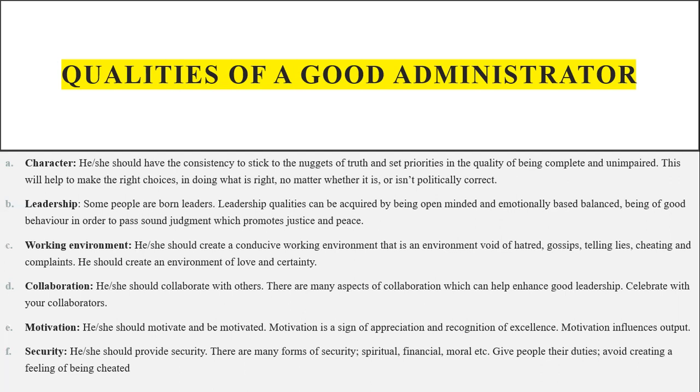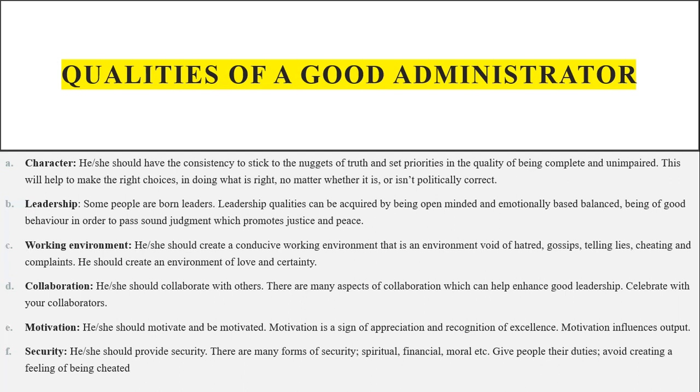Collaboration. He or she collaborates with others. There are many aspects of collaboration which can help enhance good leadership. Celebrate with your collaborator. You have motivation. He or she motivates and is motivated. Motivation is a sign of appreciation and recognition of excellence. So motivation influences output.